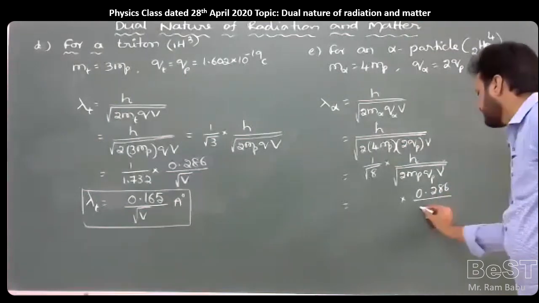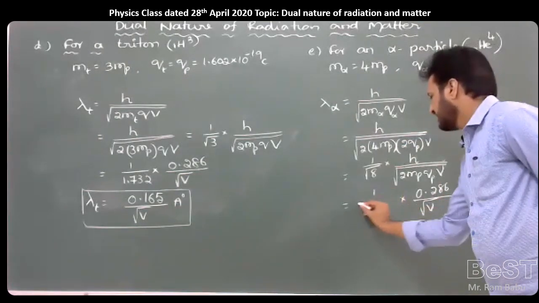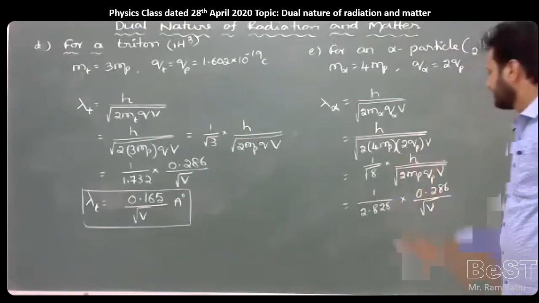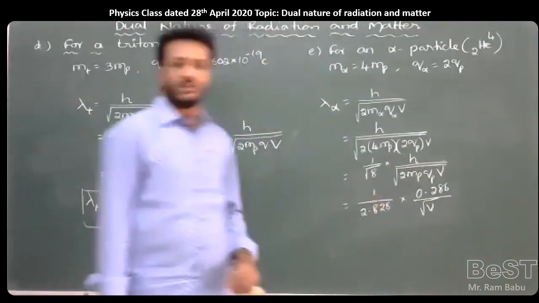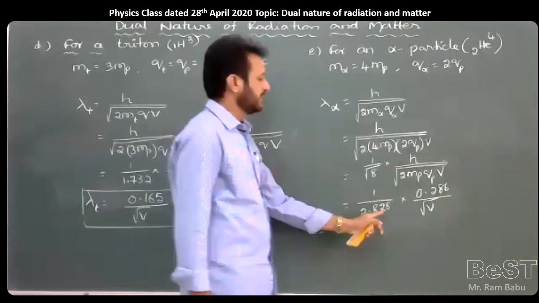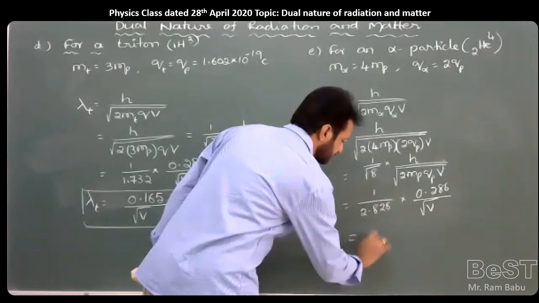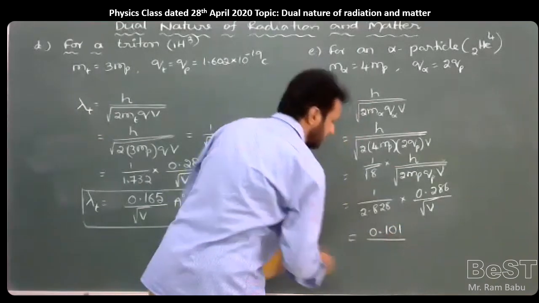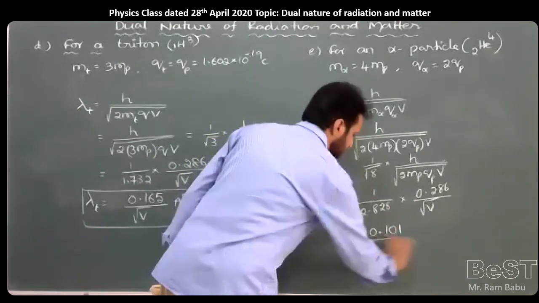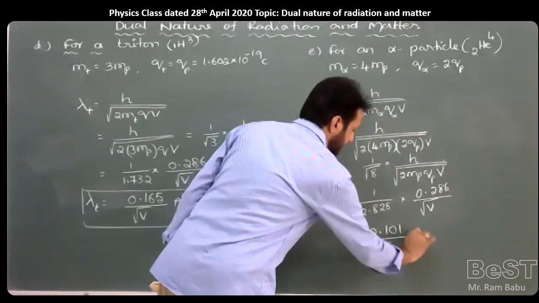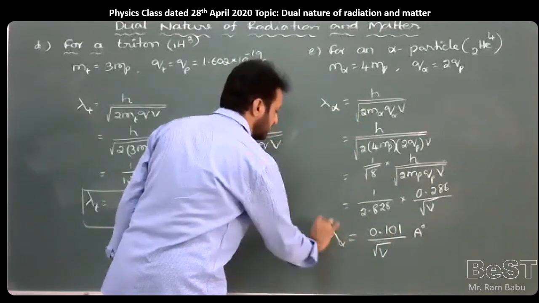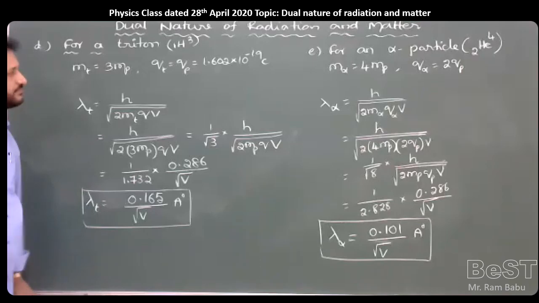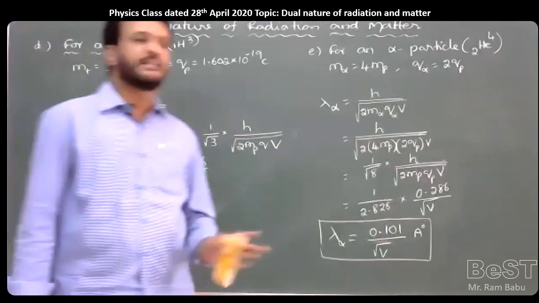That is equal to 1 by root 8, or 1 by 2 root 2, into this value we already know, 0.286 by root V. 1 by 2.828. Now we divide this value 0.286 by 2.828, which equals 0.101 divided by root V angstrom units, lambda of the alpha particle. So these are the de Broglie wavelengths of the various particles.